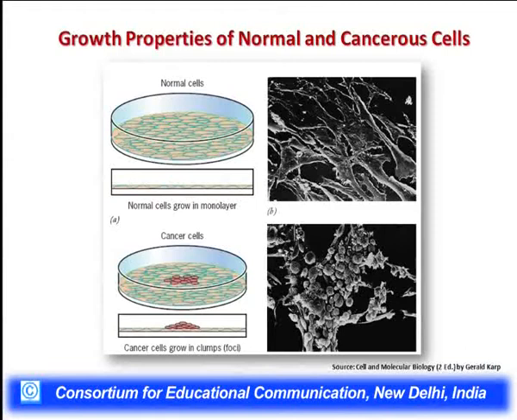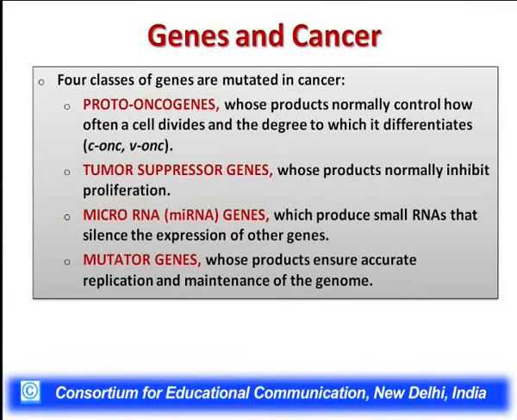So the cell cycle checkpoints get evaded and the cells move from one phase to the other phase and start growing in an uncontrolled fashion. If we see the picture over here, it shows normal cells grown in a monolayer, but in cancerous cells there are clumps which are formed. These are formed because the properties of anchorage dependence and contact inhibition are changed in cancerous cells.